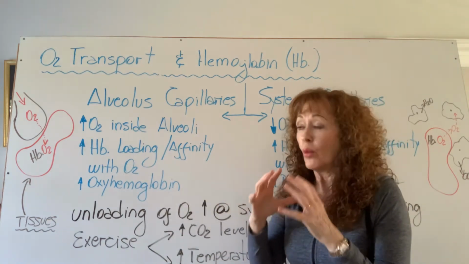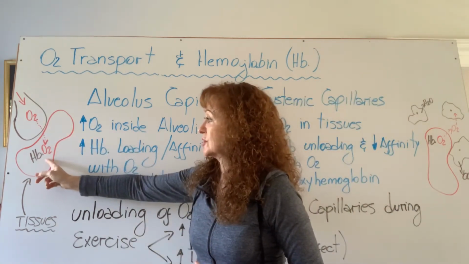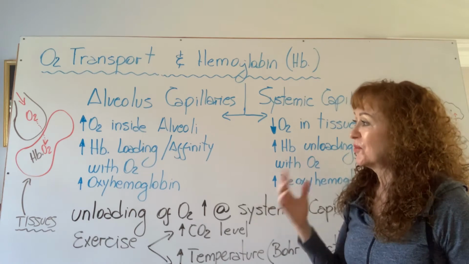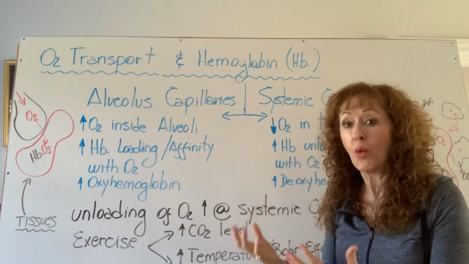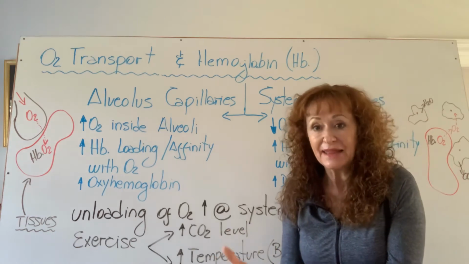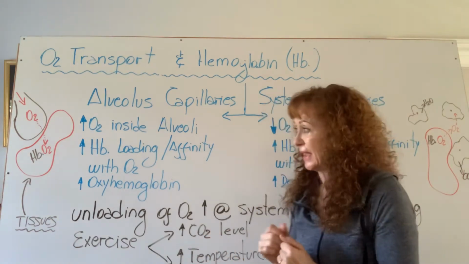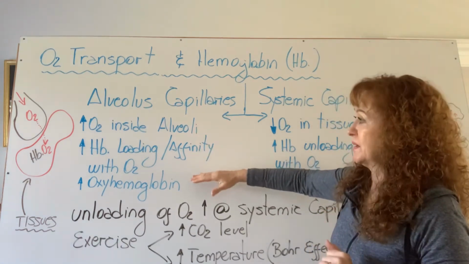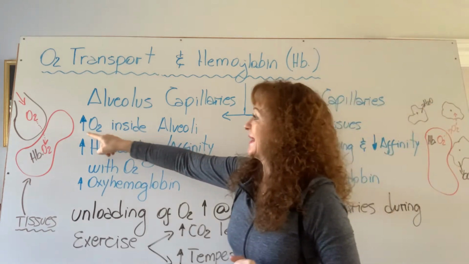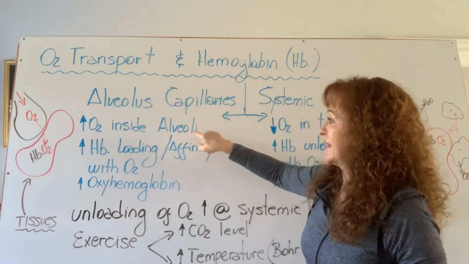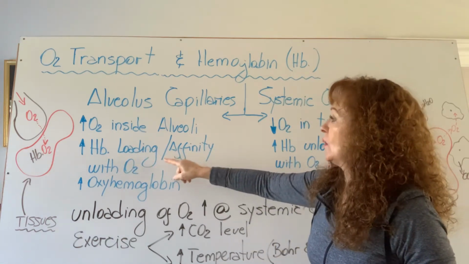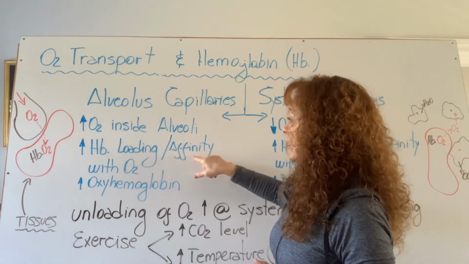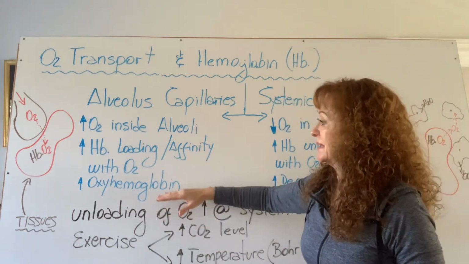Now, when the oxygen jumps into the erythrocyte, it is bonded immediately with the hemoglobin, and that is the reason why it converts that hemoglobin into oxyhemoglobin again. Now, let me explain what I keep over here in order for you to visualize. I mentioned that the increase of oxygen inside the alveoli increases the hemoglobin loading or affinity with oxygen and transforms it into oxyhemoglobin.